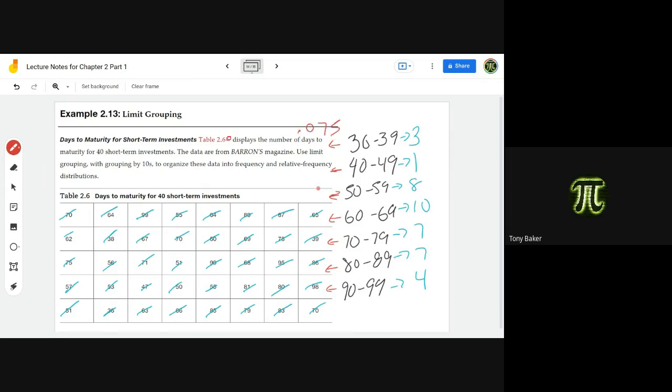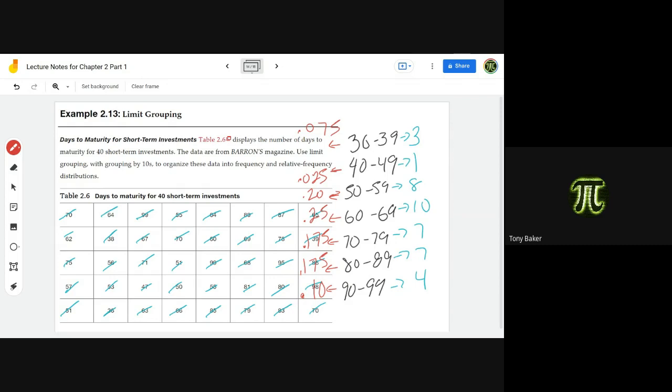All right. 1 divided by 40 is 0.025. 8 divided by 40, 0.20. 10 divided by 40, 0.25. 7 divided by 40, 0.175. And 4 divided by 40 is 0.1. So 0.10. That's now relative frequency.